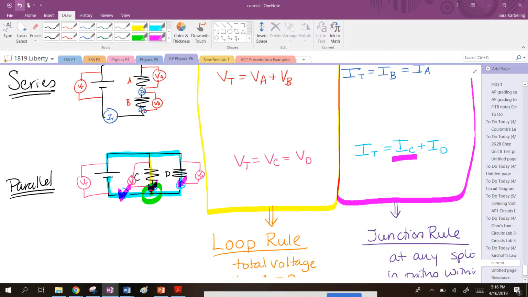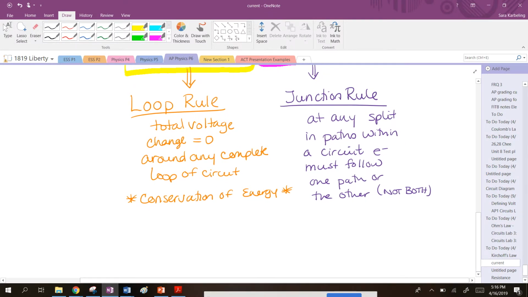That is the statement of Kirchoff's junction rule. Junction meaning the place where the two paths diverge, okay? And the junction rule, honestly, friends, is just a restatement of conservation of charge.